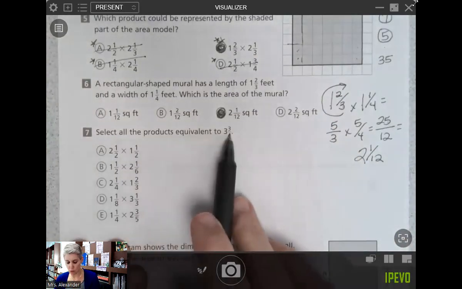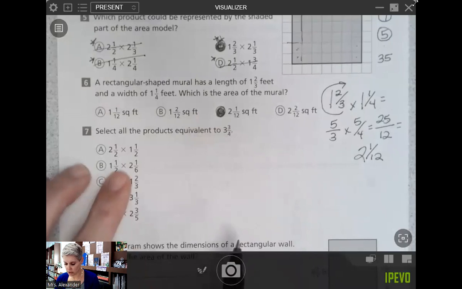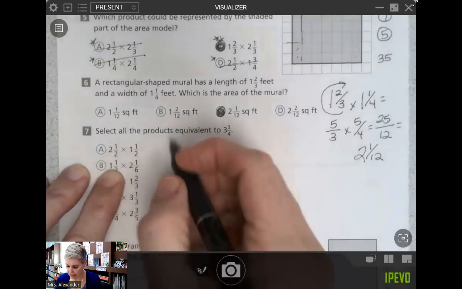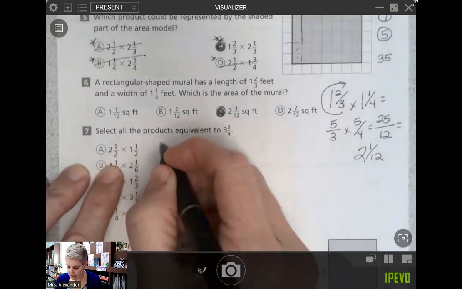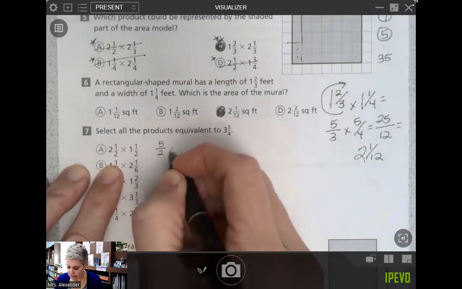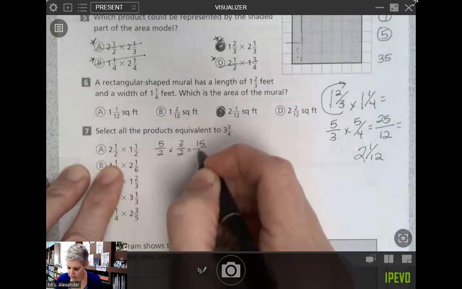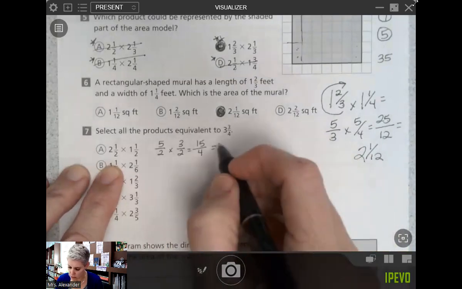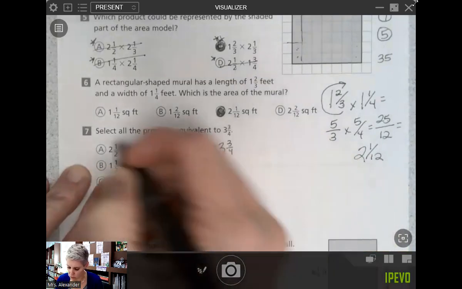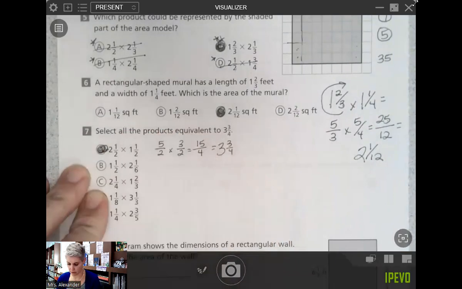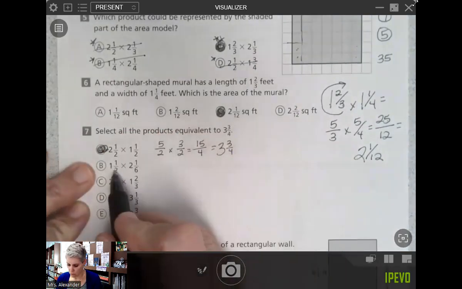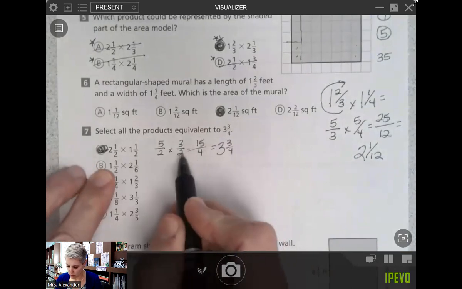Select all that equal 3 3/4. We've got a little work to do. So I've got, let's see, 5/2 times 3/2 equals 15/4, which equals 3 3/4. Ooh, first one, winner, winner.